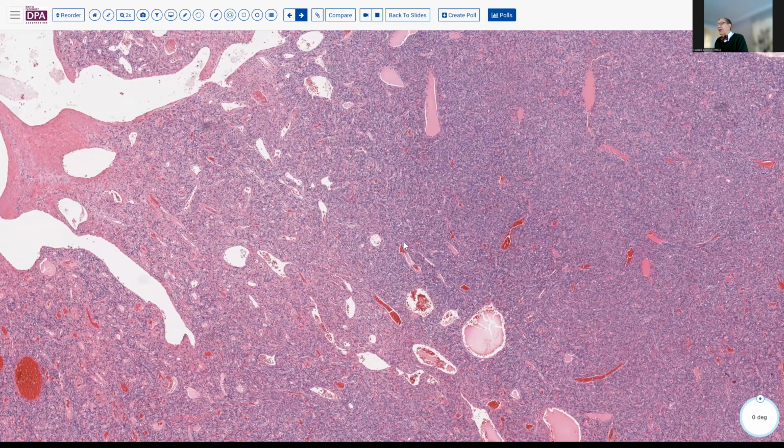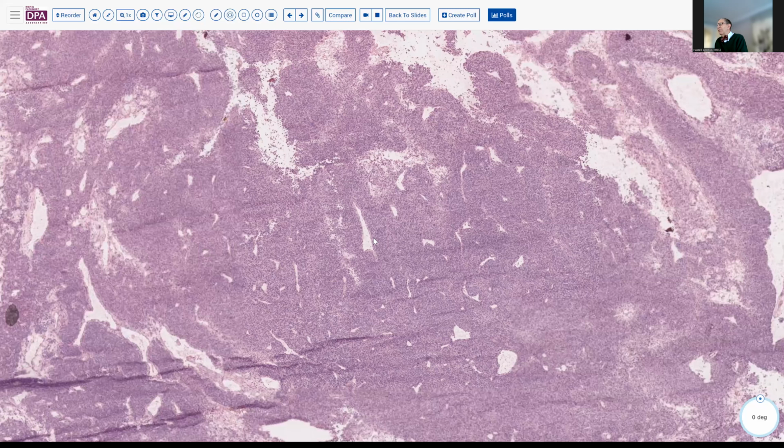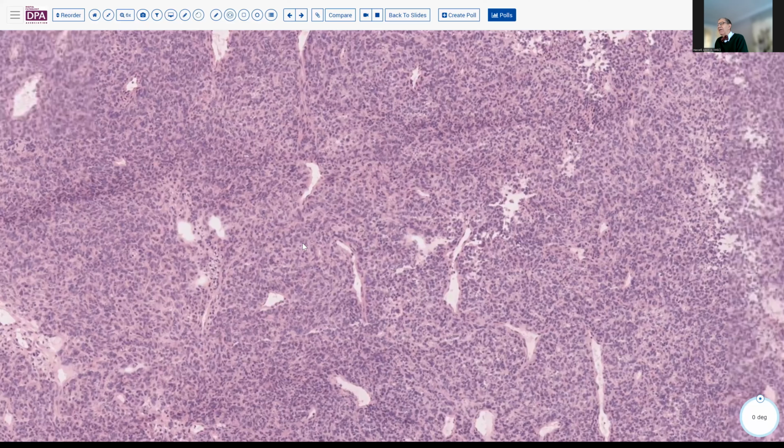And in fact, this is the slide from one of those, a section removed from the bone, which again shows this prominent thin-walled, ectatic, hemangiopericytoma-like vascular pattern with these fairly bland but stellate spindle cells.